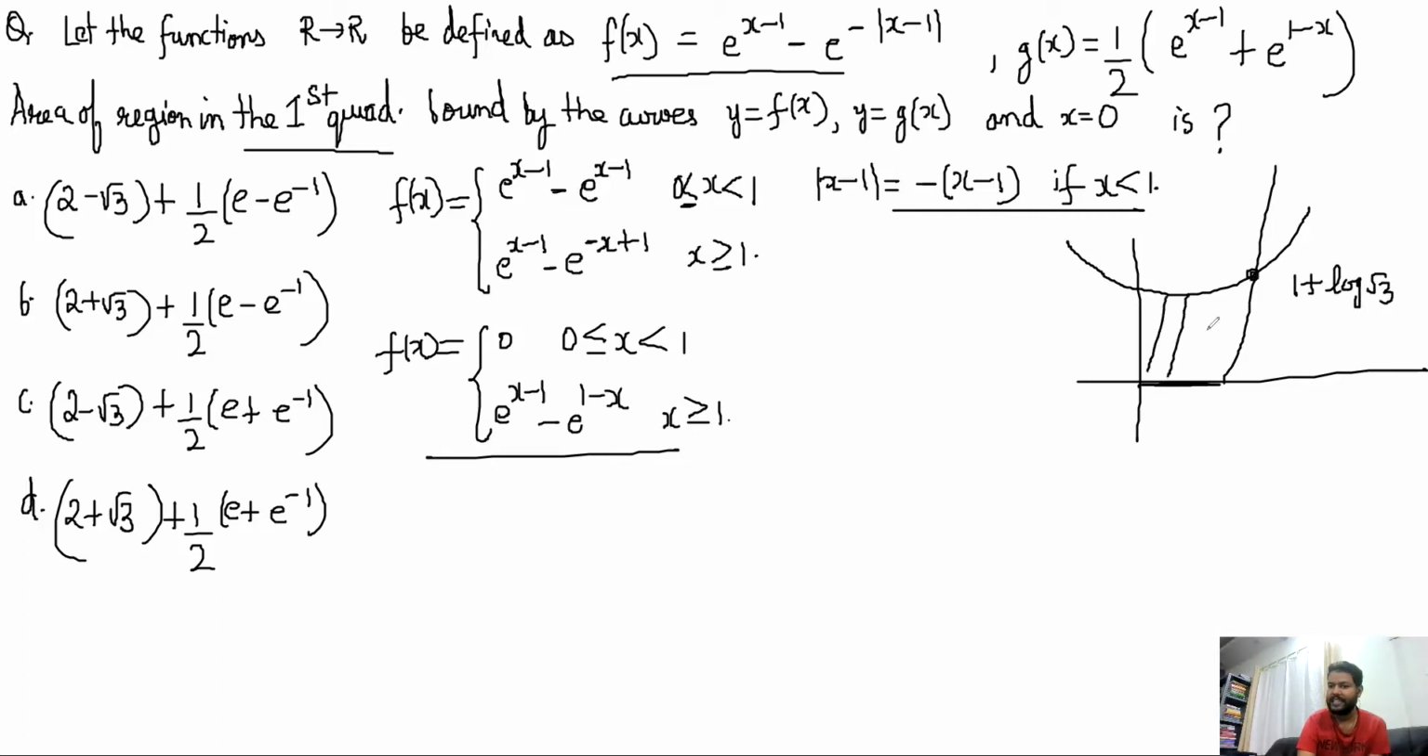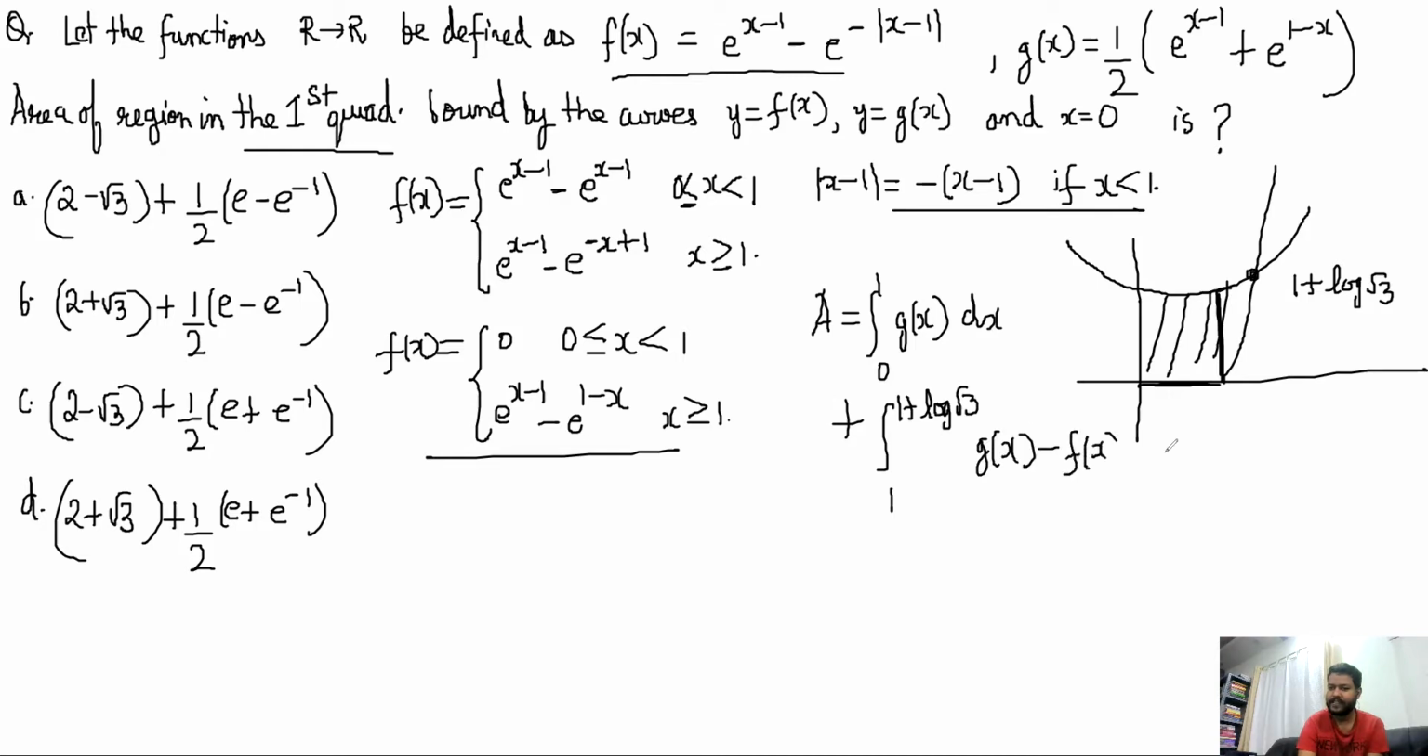So the area is simply the integration of g(x) minus f(x), right? So I'll split that integration into two halves. Until 1, my g(x) was this and f(x) was 0. Integration area will be 0 to 1 g(x) dx plus 1 to 1 plus log root 3, this is g(x) minus f(x), g(x) minus f(x) dx, right? So I will do the integration on the next page, or here itself.